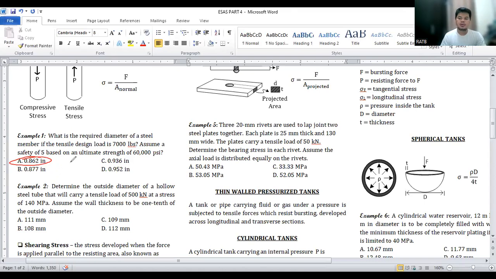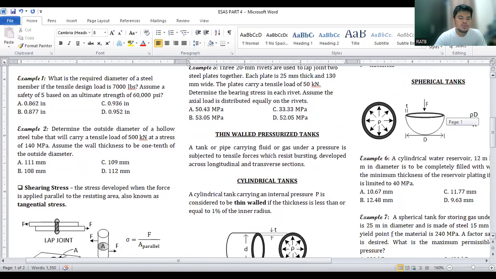So there is an error upon entering the data in the calculator. We forgot to include the factor of safety, which is 5. So you include that one, and then upon calculating for D, you will have 0.862 as the answer. Okay, the next example, number 2.